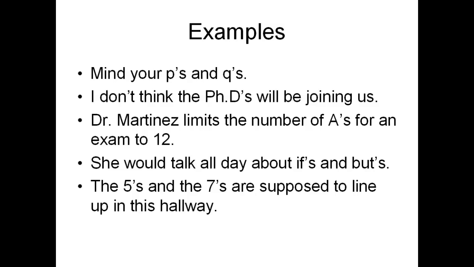In our next example here, we have the 5s and the 7s are supposed to line up in this hallway. We have here the 5s and the 7s. Both numbers are followed by that apostrophe S. And in both cases, what it does, the apostrophe S shows that the 5s are plural and that the 7s are plural. There are more than one.